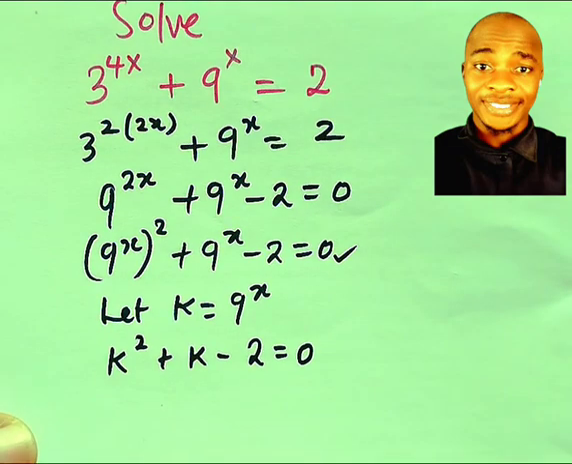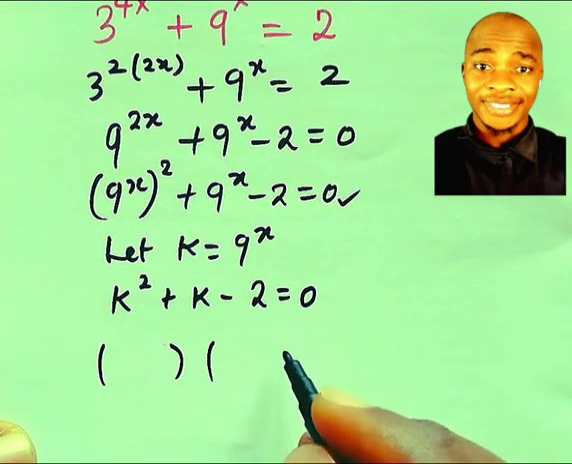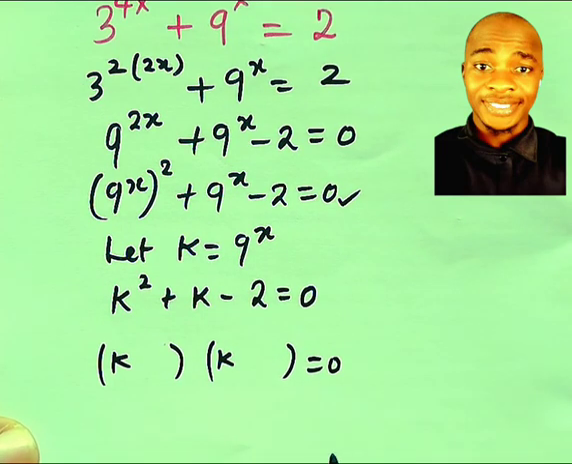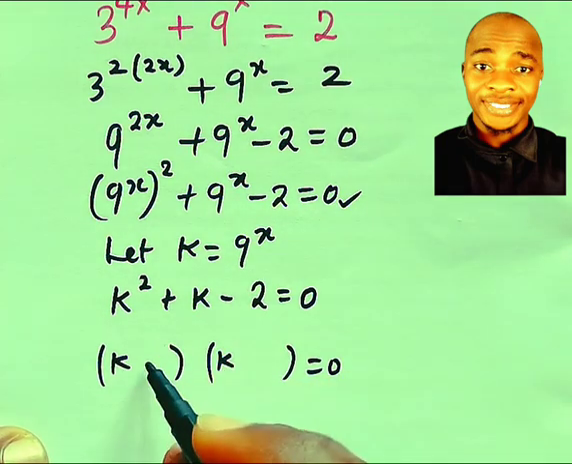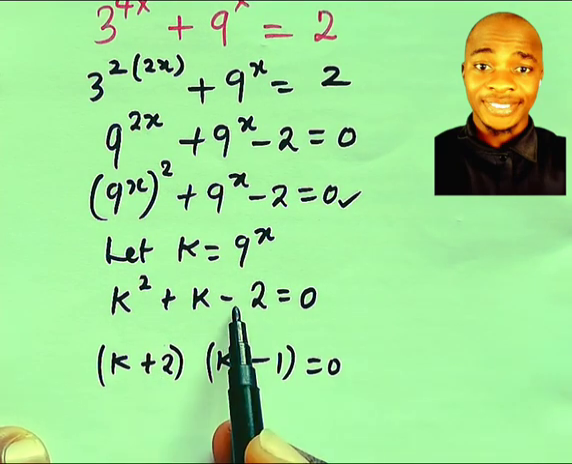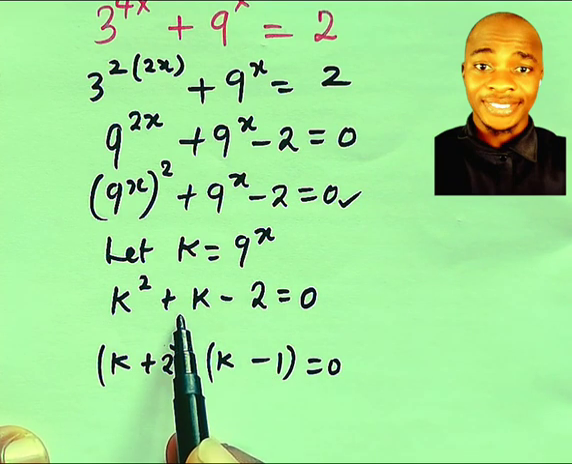Now the next thing is that I'm trying to factorize this. Factorizing this, I'm going to have it in this form, equals 0. I have k here, I have k here. I will be looking for two possible factors of minus 2, so that when you multiply, you have minus 2, but when you add them together, you have plus 1. And that is going to be plus 2 and minus 1. Plus 2 times minus 1 gives minus 2, and plus 2 minus 1 gives plus 1, which is what we have at the middle.